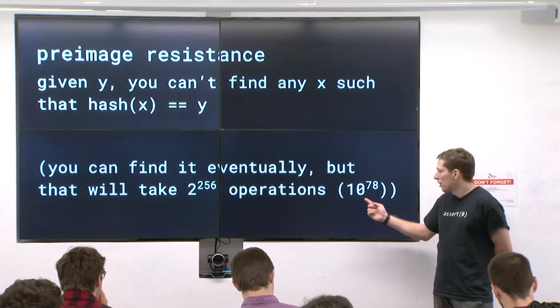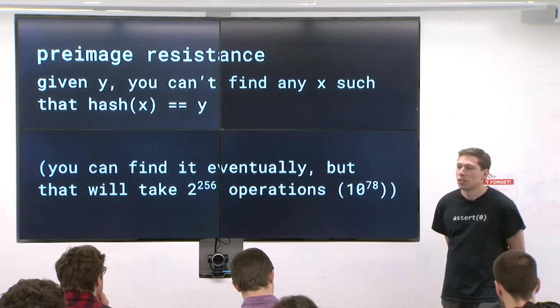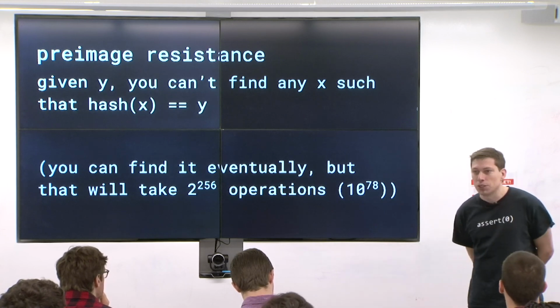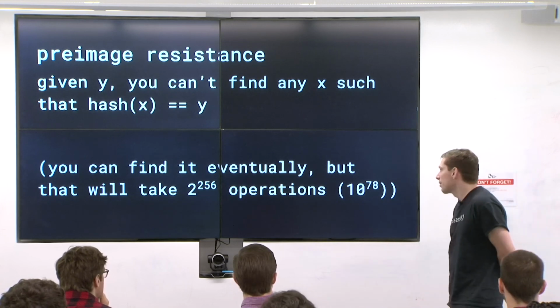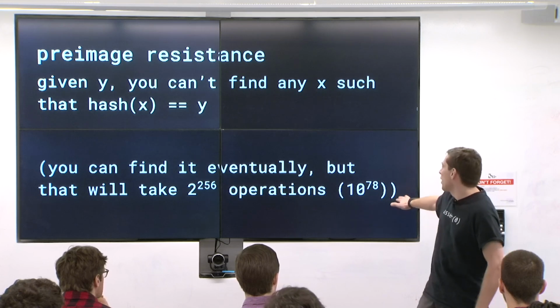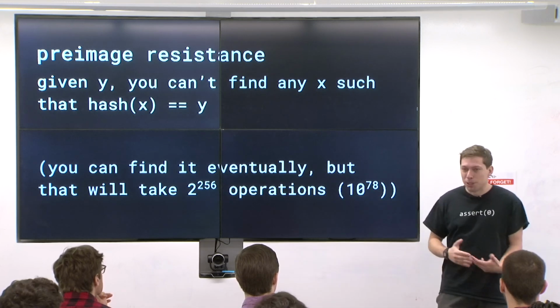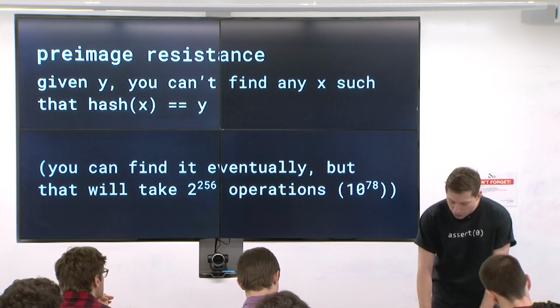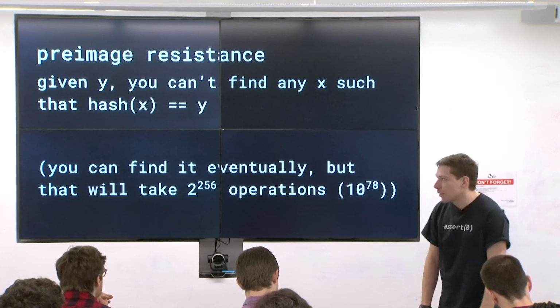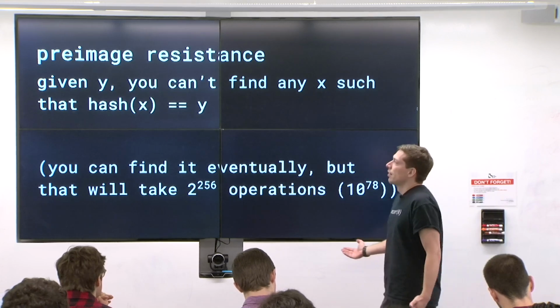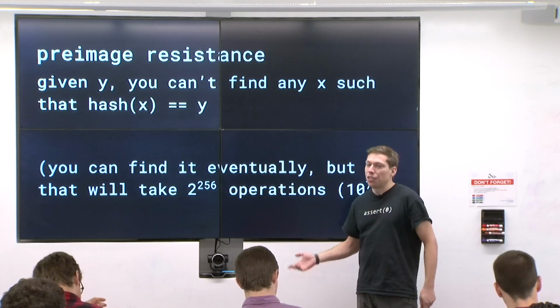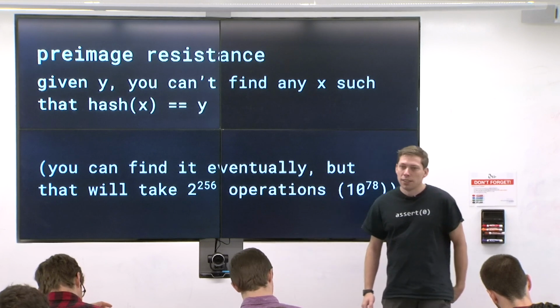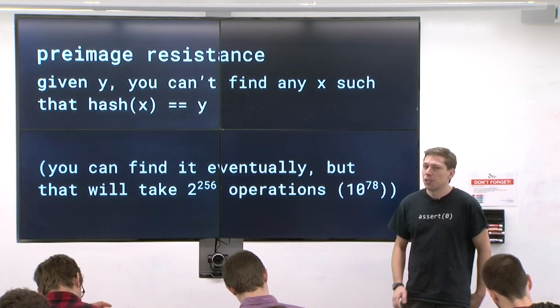And that's about 10 to the 78, which is a number that's big enough that you can round it up to infinity. Well, not quite, but big enough that you're not going to be able to compute that, right? The sun will burn out and the universe will die and stuff like that. So that's pre-image resistance. You can't go backwards. Given the hash, you can't find what led to that. Okay, any questions about pre-image resistance?